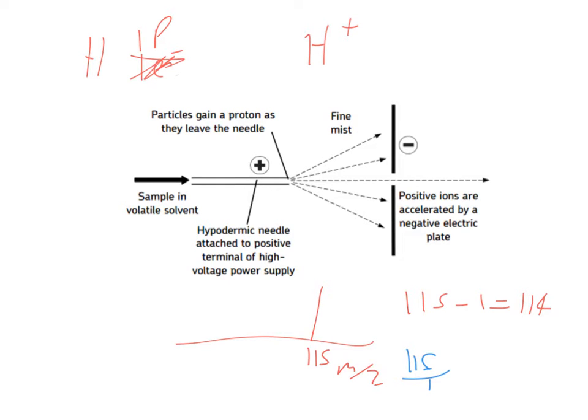The reason it's soft ionization is because it doesn't actually fragment. Say this was a large hydrocarbon. It doesn't actually fragment it into the fragments that we see with the other type of ionization that we're going to see in a sec.